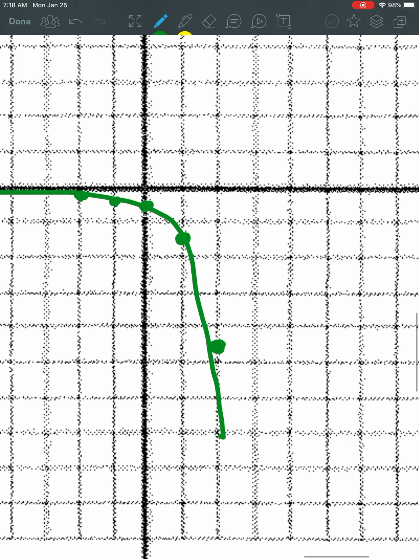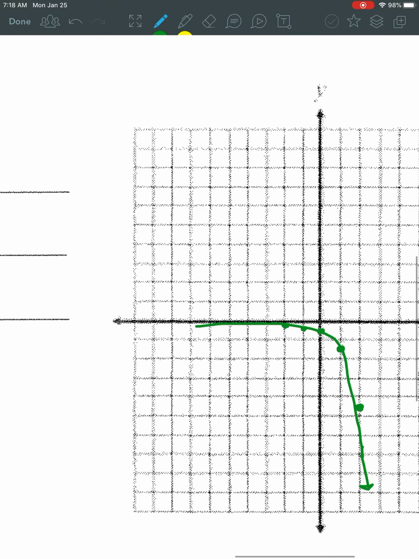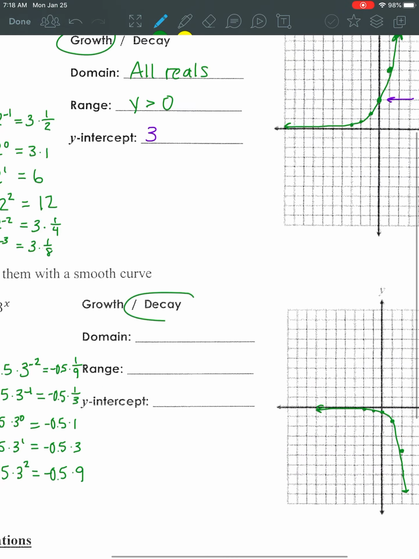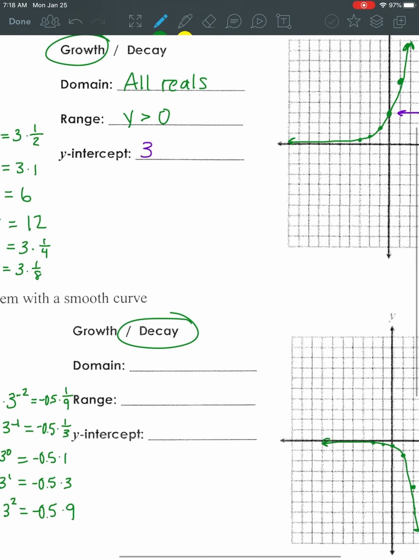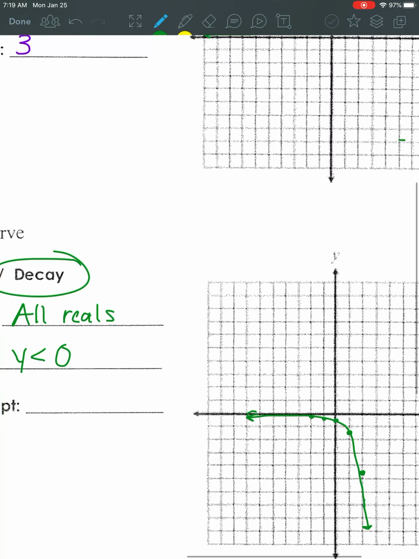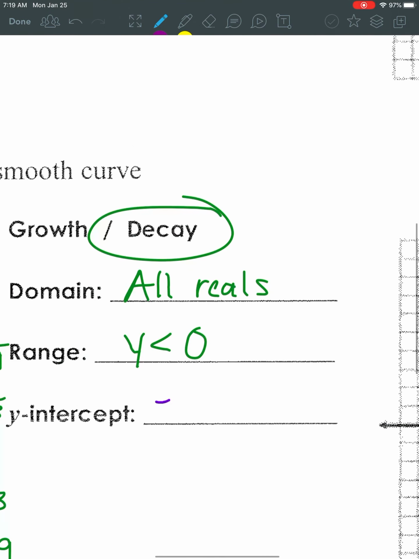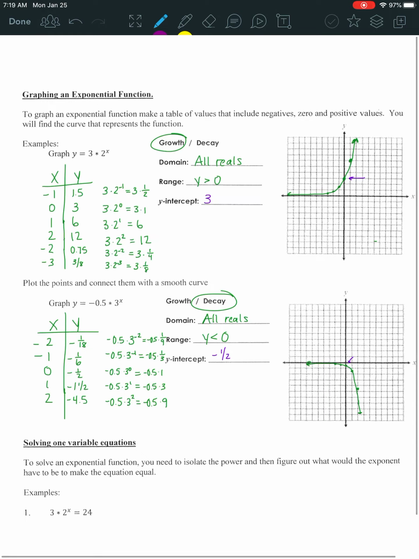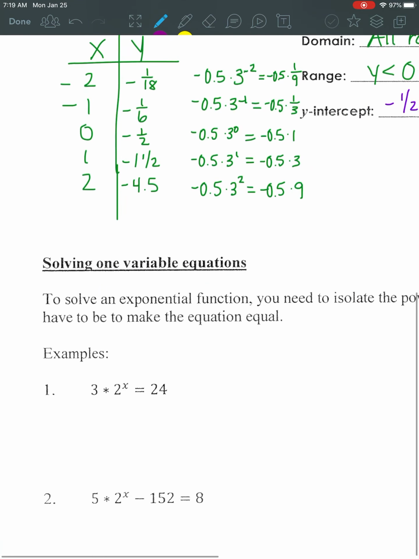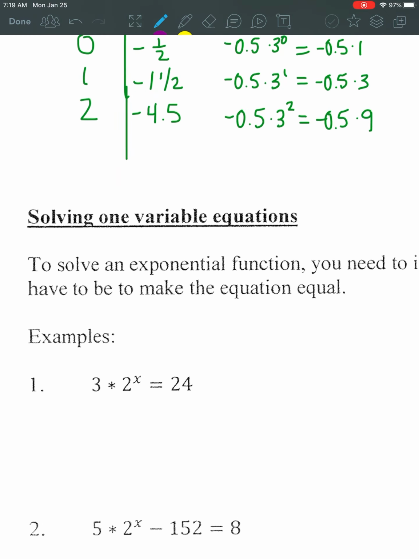So again, you can see that curve that's starting to form. Not the best drawn there. And it looks something like this. So this is our example of an exponential decay. Okay, again, domain values, if you scan left to right, exponential functions, we're always going to have all reals here. In this one, our y value has to be less than 0 because it's everything below that x-axis. Our y-intercept then, where it crosses, is that -1/2. So -1/2 is our y-intercept, okay?